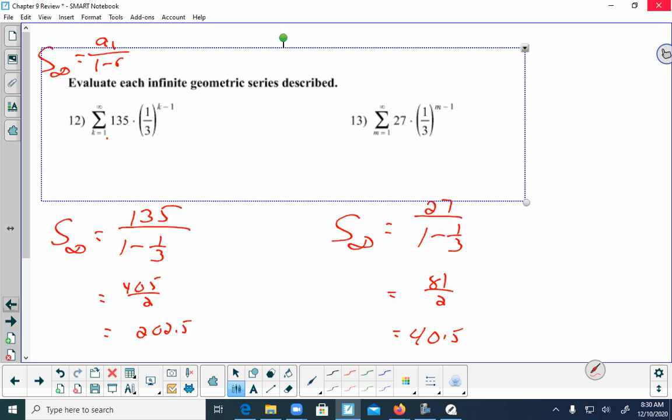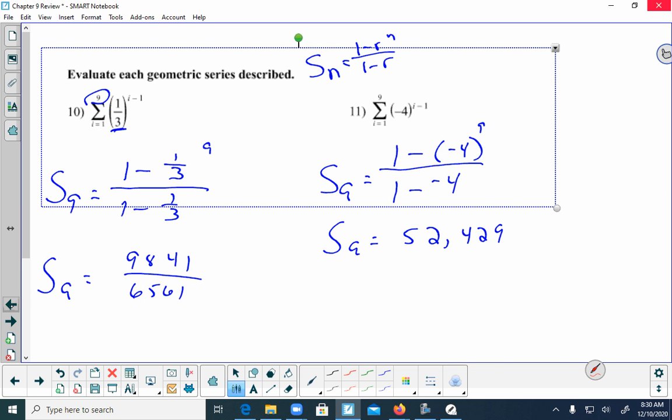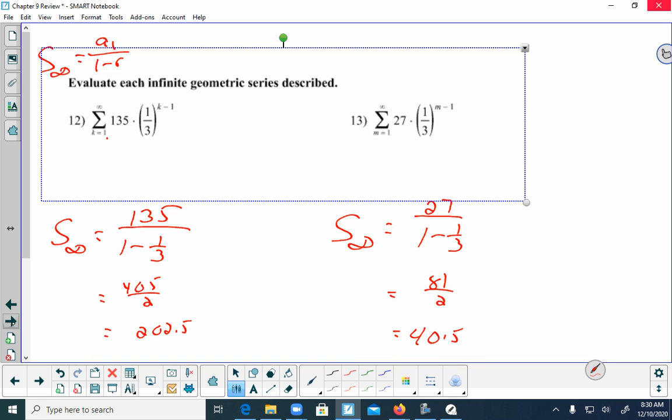And then just a quick reminder, your calculator will do these summations. We know that. Your calculator will not do these summations. That's a CAS thing. You don't have CAS.